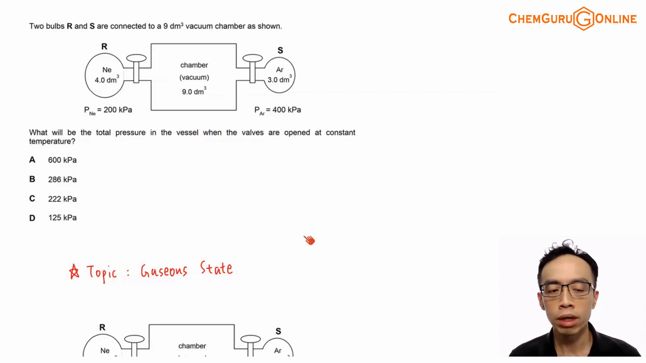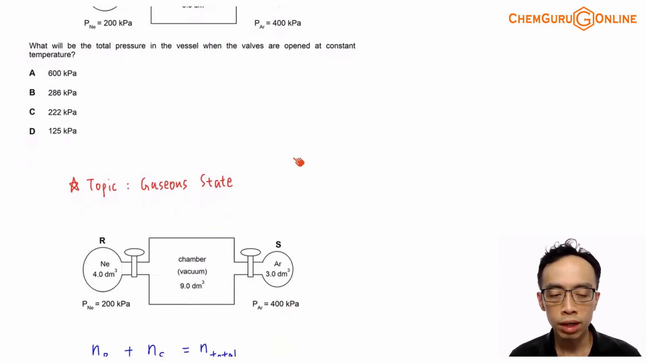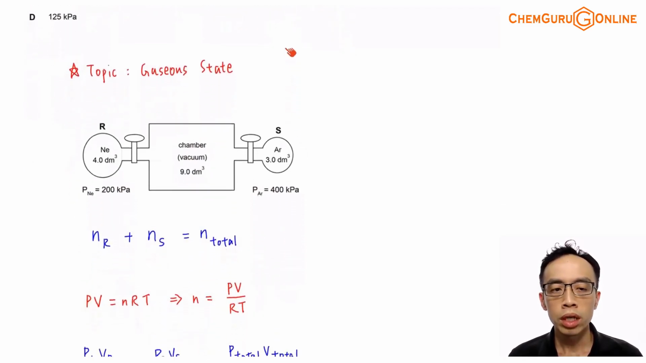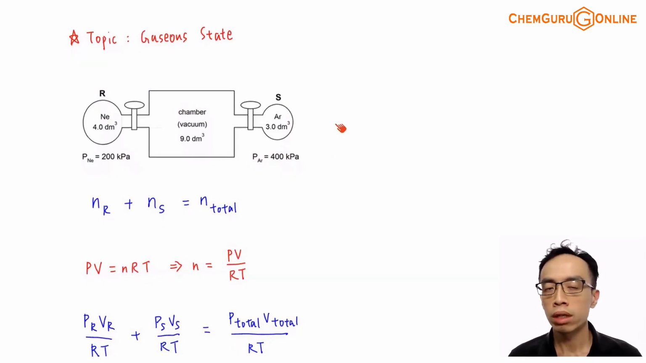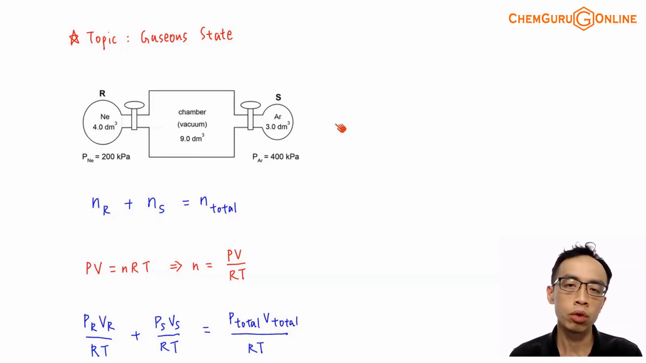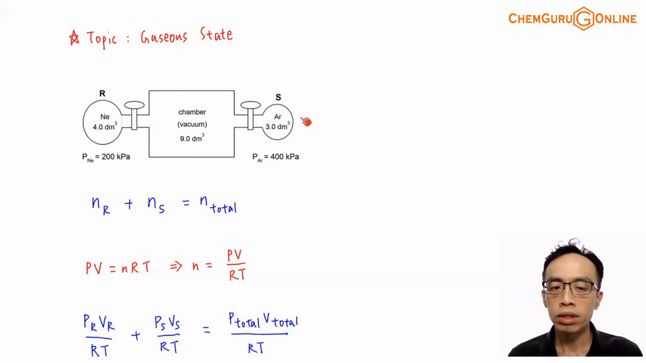Now the topic tested in this question is under gaseous state, and we can make use of the fact that when we are mixing two gases together, the total number of moles of gas will just be the number of moles of gas in bulb R and the number of moles of gas in bulb S. So we can make use of the summation of the number of moles as a beginning, and then from there we try to figure out the final pressure.